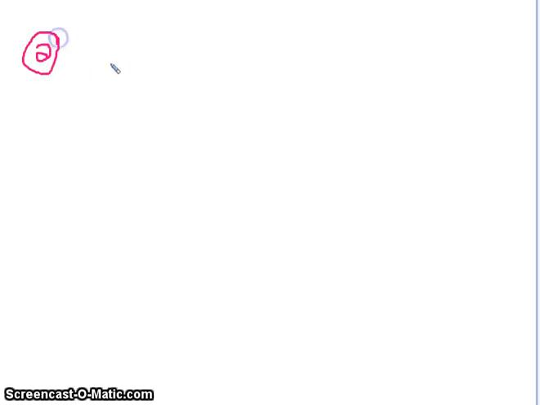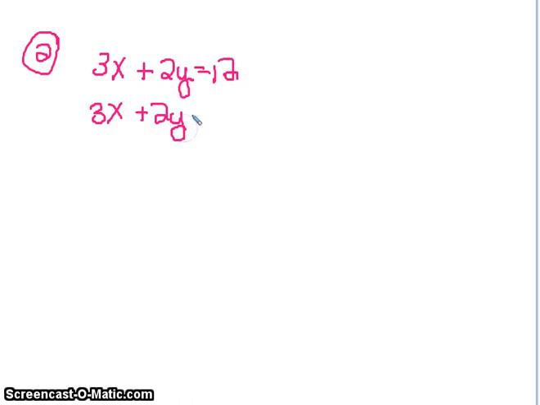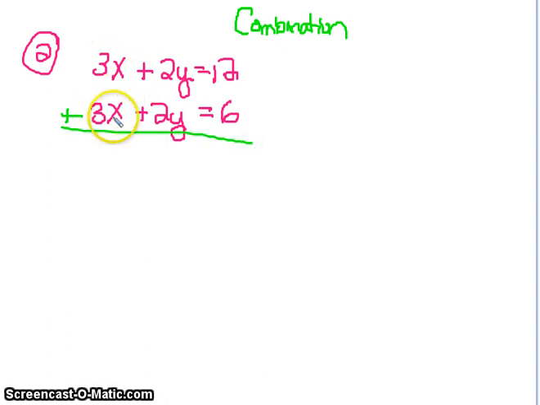Problem number 2 is going to be 3x plus 2y equals 12, and 3x plus 2y equals 6. If we add them together right now for our combination, nothing cancels. We add them and we get 3x plus 3x is 6x, and 2y plus 2y is 4y. So, not going to happen.